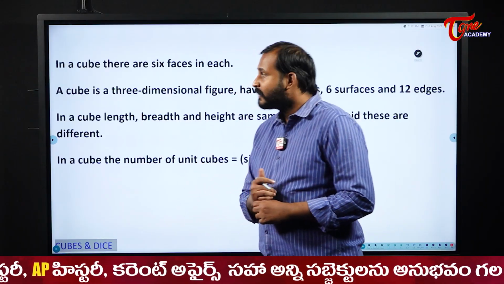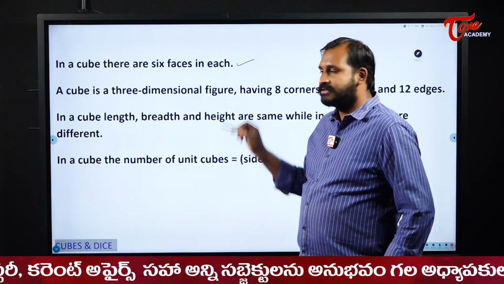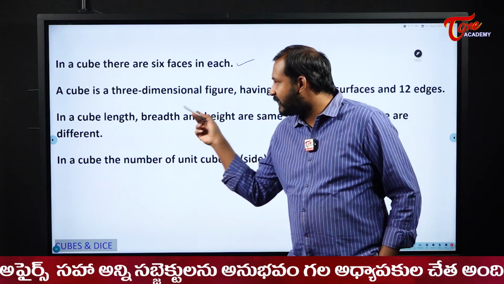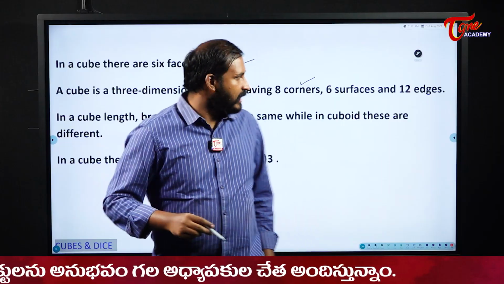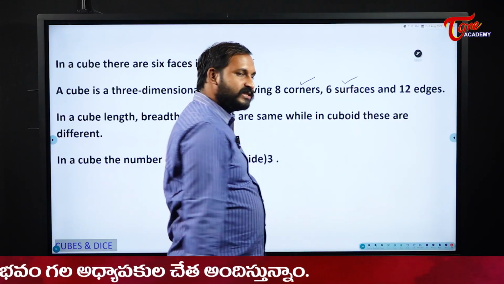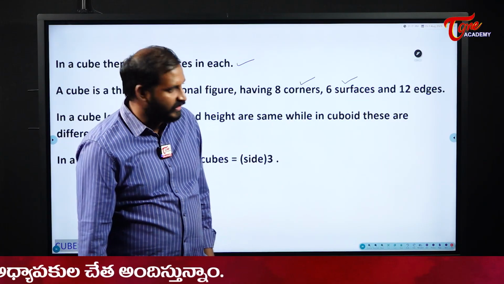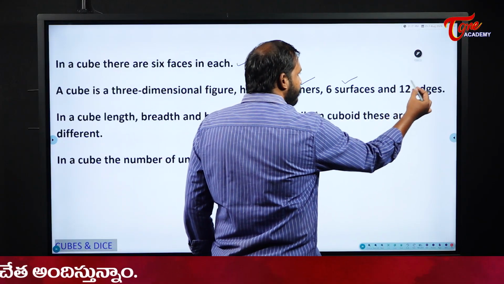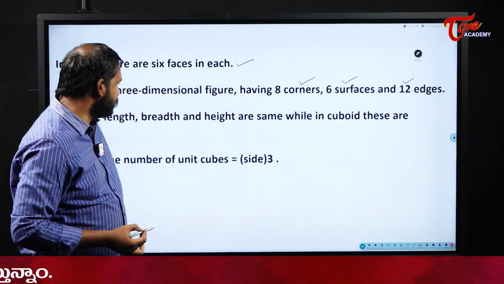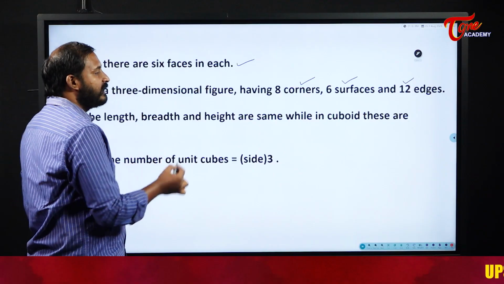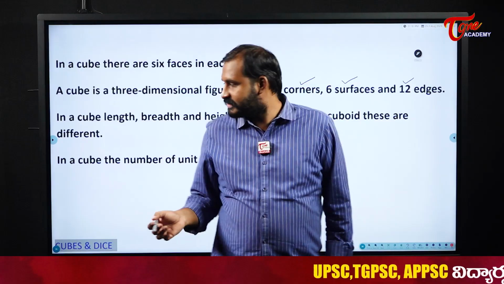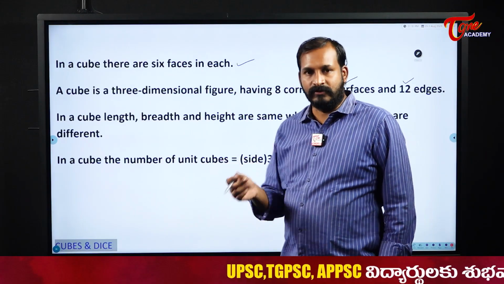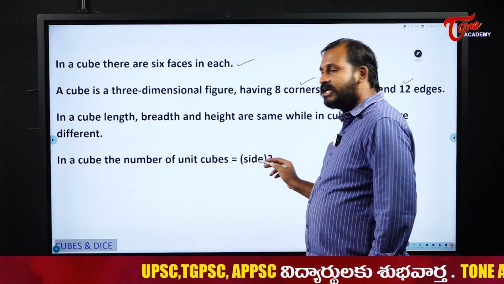Now see here, in a cube there are 6 faces. A cube is a 3-dimensional figure having 8 corners, 6 surfaces or faces, and 12 edges. We discussed these things already. Next, in a cube, length, breadth and height are the same, while in a cuboid these are different. We already know it. Now next, see here, in a cube, the number of unit cubes, that means small cubes, will be equal to side whole cube.